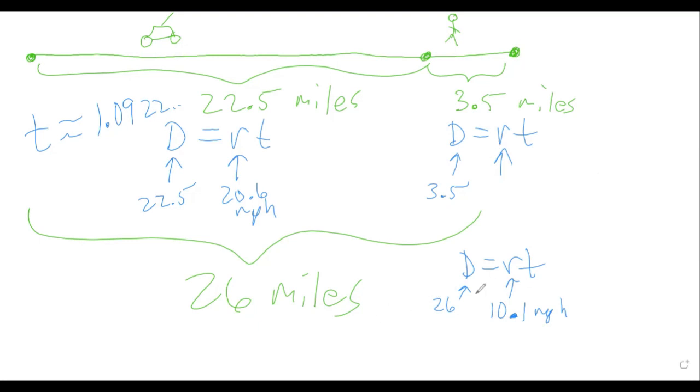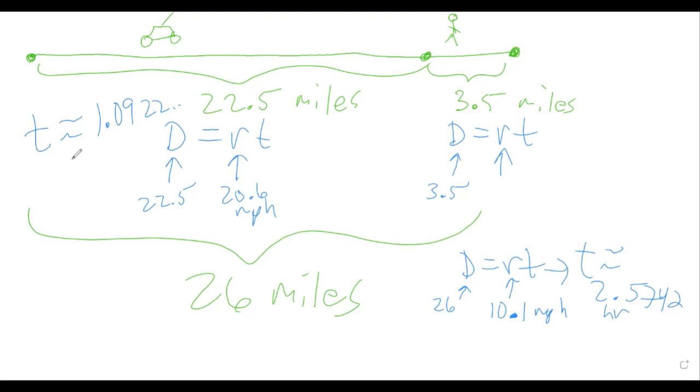Go back over here. Go to the finish line. 26 miles in total, and the total rate was 10.1. Divide that into 26. Let's go 26 divided by 10.1, and that tells us that this time is about 2.5742. So your whole marathon took about 2.5 hours. The whole thing. That's your whole exercise, 2.5742 hours.